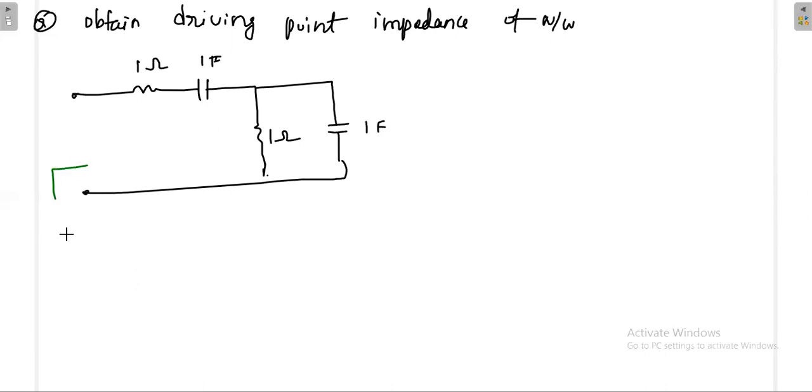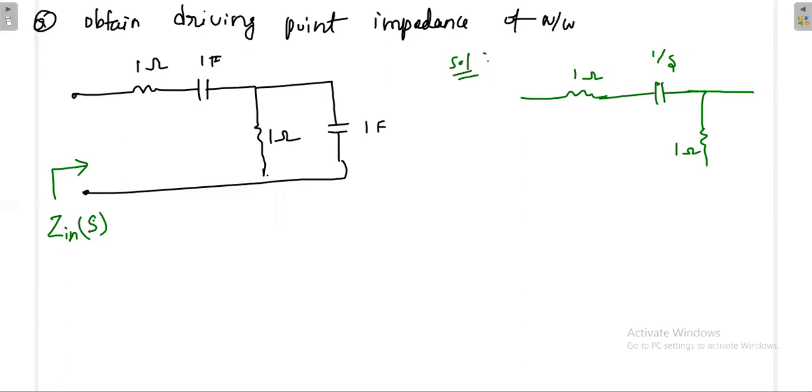Driving point impedance means the input impedance, that is Z of s. Then you represent it in the Laplace domain. 1 ohm, this is 1 by sc, that is simply 1 by s, and again this is 1 ohm, this is 1 by s. Now again this is very simple. These two are in parallel to each other, and these two are in series to each other. Then finally they are in series combination.